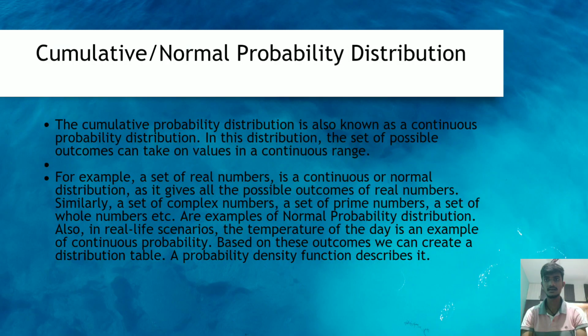For example, a set of real numbers is a continuous or normal distribution as it gives all possible outcomes of real numbers. Similarly, a set of complex numbers, a set of whole numbers, a set of prime numbers. In a real-time scenario, the temperature of the day is an example of continuous probability. Based on the outcomes, we can create a probability distribution table. A probability density function describes it.